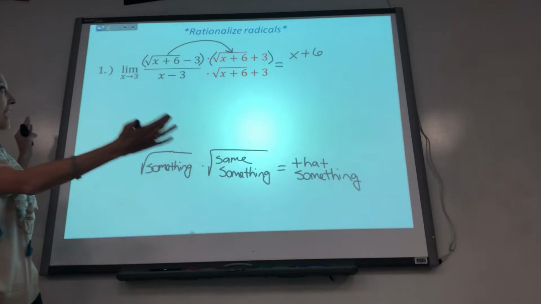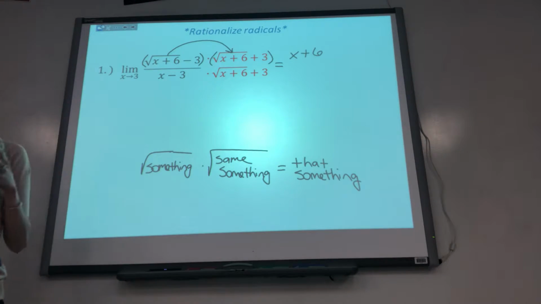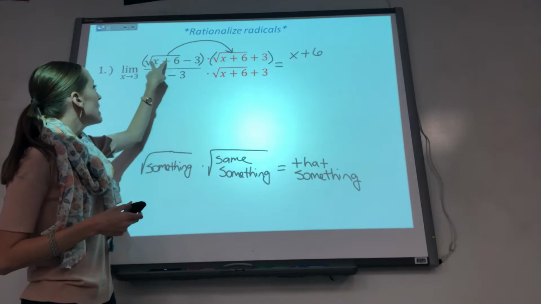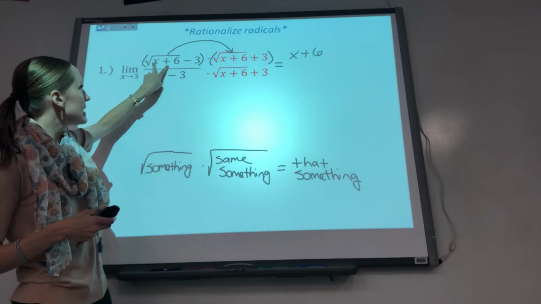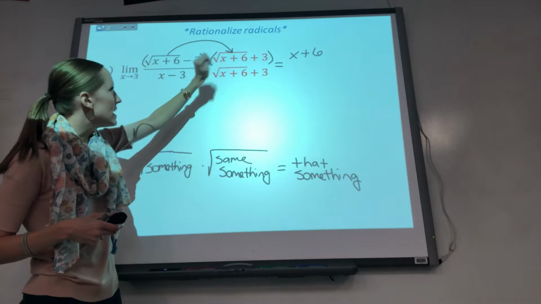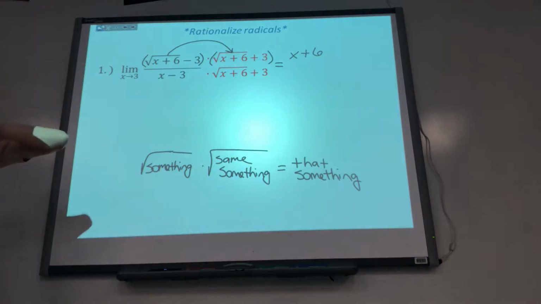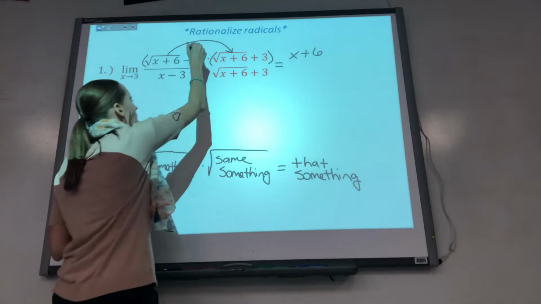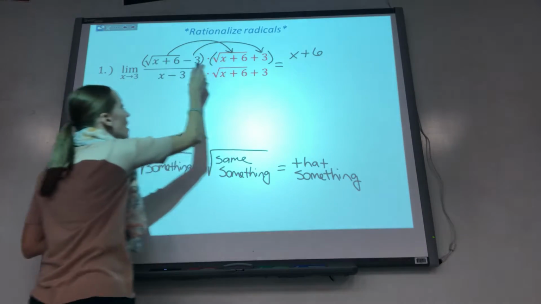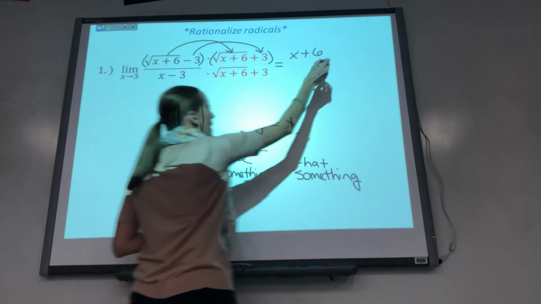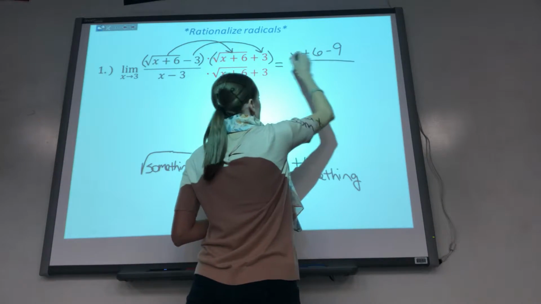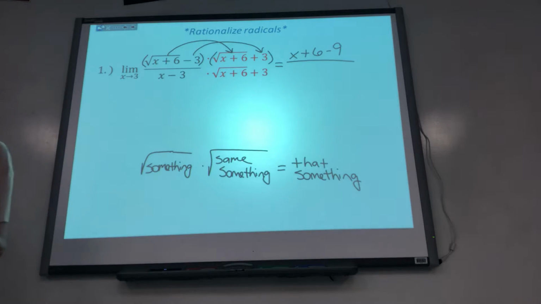Now again, you don't have to do the outer or the inner. If you did, it would end up being 3 square root of x plus 6 minus 3 square root of x plus 6. And that just drops out. So let me just get to the last terms. Negative 3 times positive 3, that is negative 9.